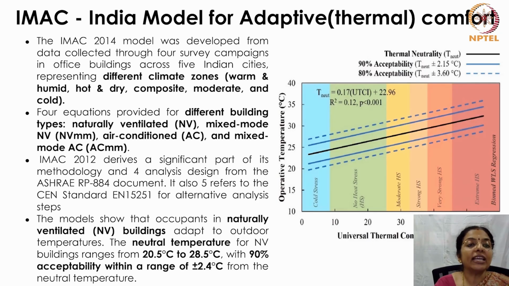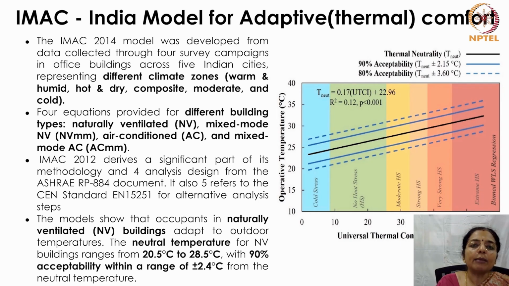Then you have the IMAC, Indian Model for Adaptive Thermal Comfort. The IMAC 2014 model was developed from the data collected through 4 survey campaigns in office buildings across 5 Indian cities representing different climate zones such as warm and humid, hot and dry, composite, moderate and cold, all of which we have studied in our previous classes. 4 equations are provided for different building types: naturally ventilated, mixed mode, which is naturally ventilated plus air conditioned, and then air conditioned.